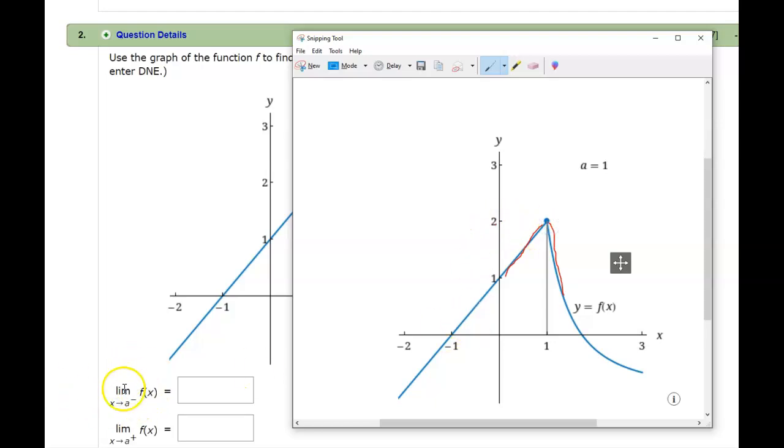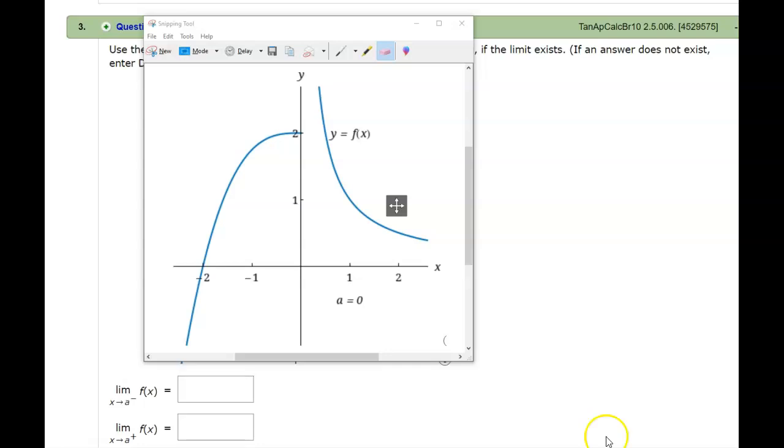Now this says, what's the y value? What would the y value be if there's an open circle at the end of it? What would the y value be is what they're asking for. So here the y value from both sides is 2. So the whole limit exists and is the same as both sides.